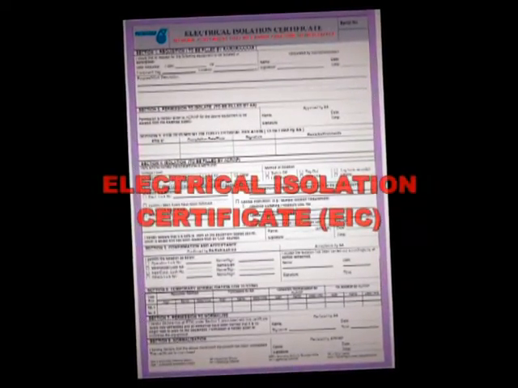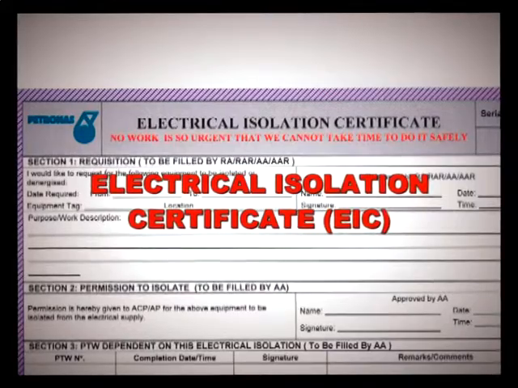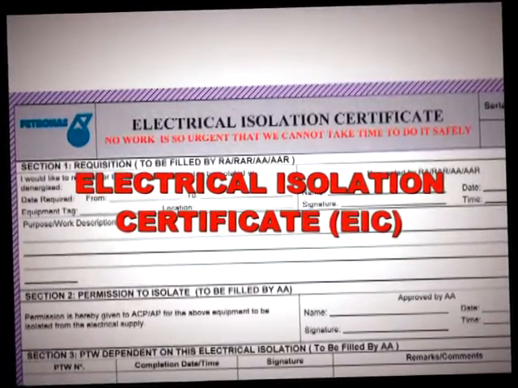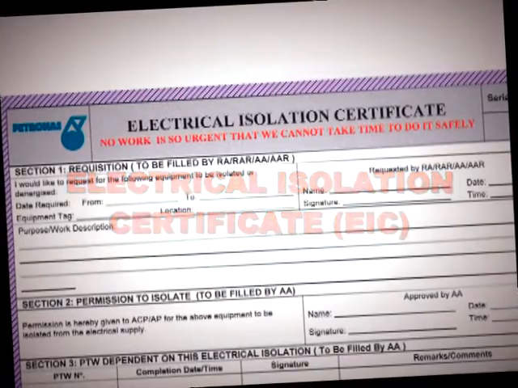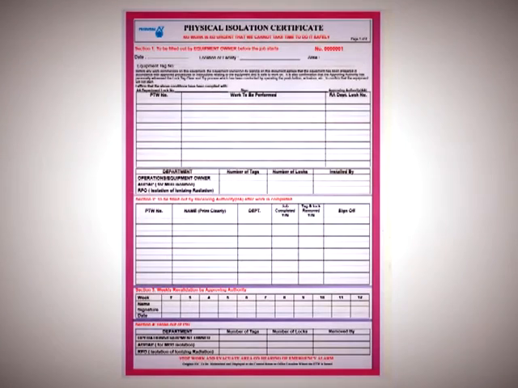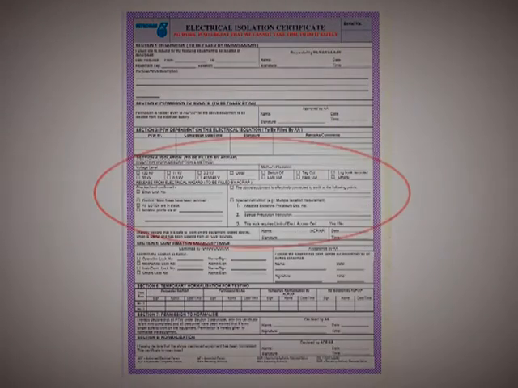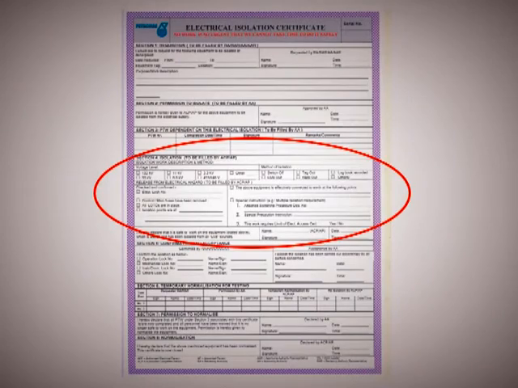The same information must be recorded on the Electrical Isolation Certificate, also known as EIC. The ACP or AP must also record the total number of electrical tags and individual locks installed, after which the ACP or AP must complete and sign Section 4 of the EIC.